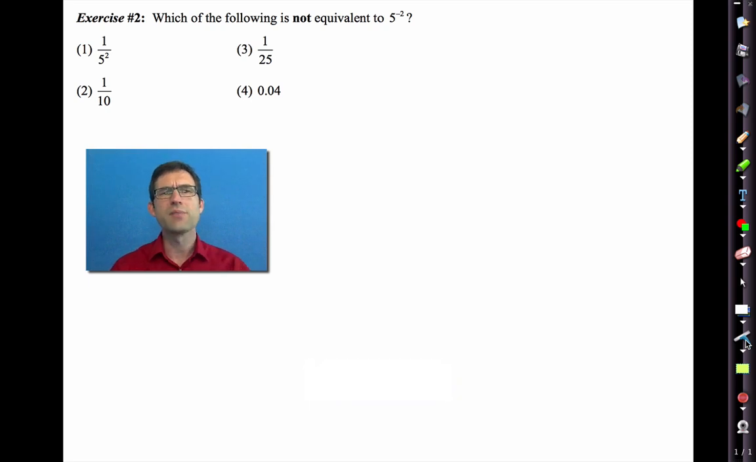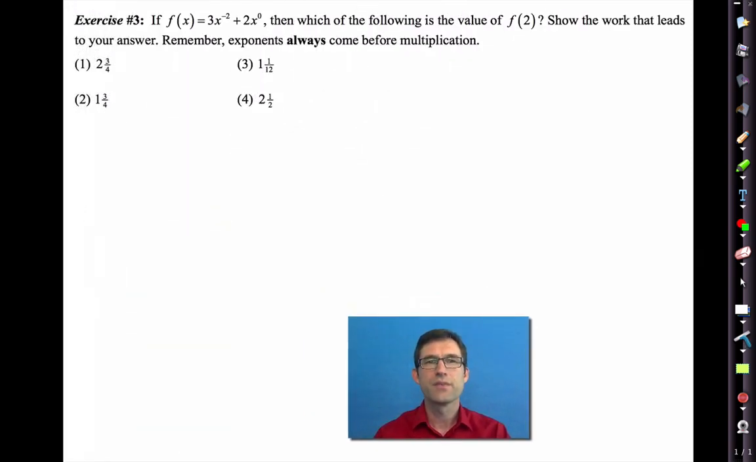Again, I think negative exponents are relatively intuitive. Positive exponents mean multiplication. Negative exponents mean division. All right? 0 exponent, that's the one that's a little tricky. So let's take a look at it in exercise 3.